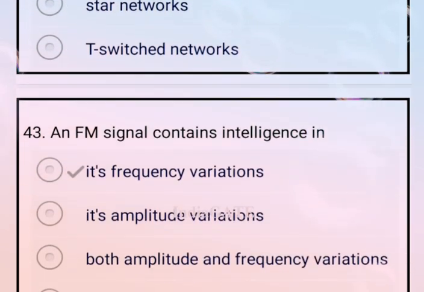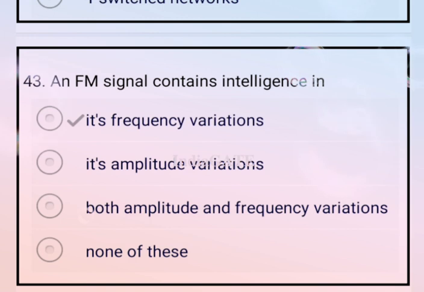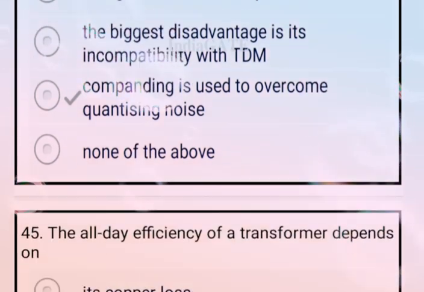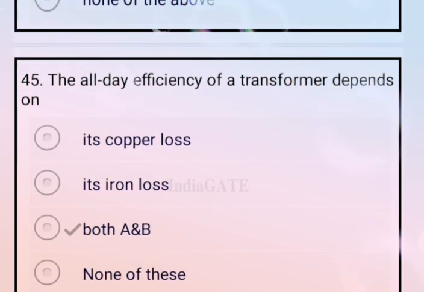Next question. An FM signal contains intelligence in. So the correct answer is option A, its frequency. In a PCM system, the correct answer for this question is option C, that is companding is used to overcome quantizing noise. Next question. The all-day efficiency of a transformer depends on. So the correct answer is option C, that is both A and B. Means option A, copper loss, and option B, that is iron loss.